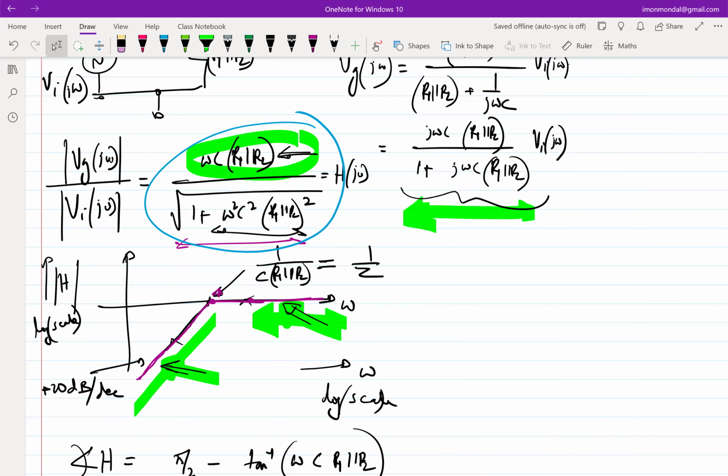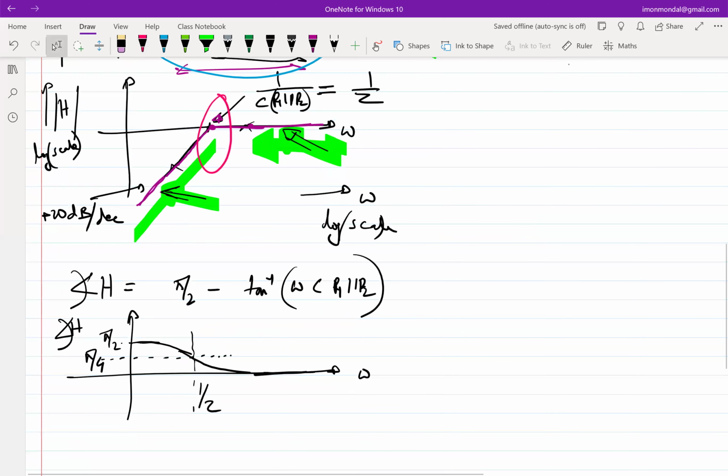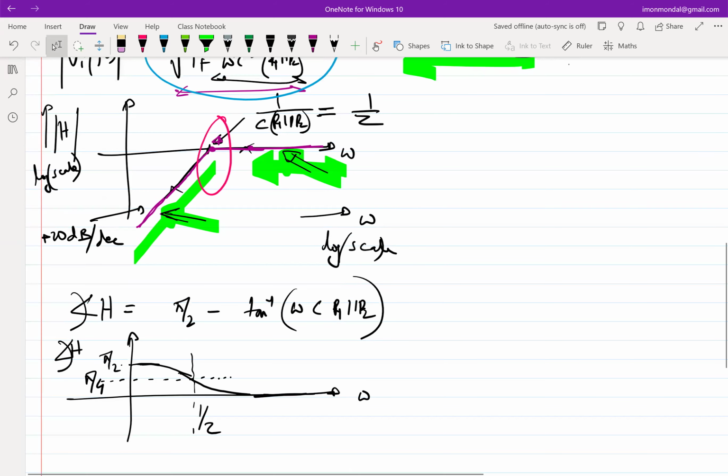So, are you comfortable with this part? What is that frequency? It is 1 over C times R1 parallel R2. That is the 3 dB frequency essentially, where the magnitude goes to 1 over root 2. You know this? Yes. Okay. Similarly, at the 3 dB frequency, what happens to the phase? The same thing: you just plug in the frequency value and you'll get pi by 2 minus pi by 4, so the phase drops. That's all. Okay, fine.